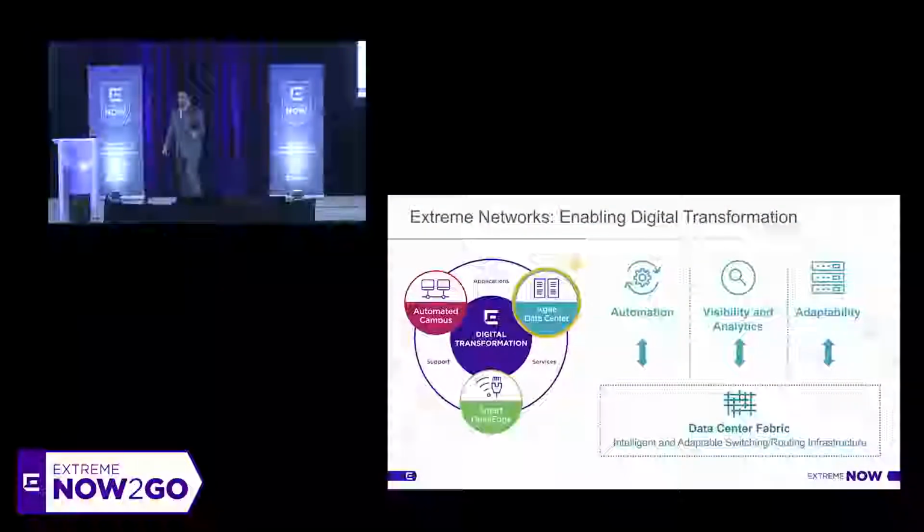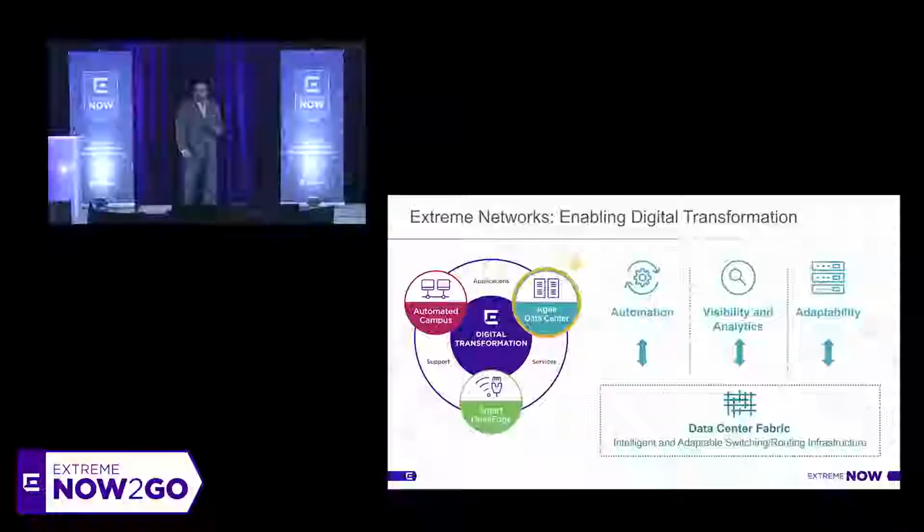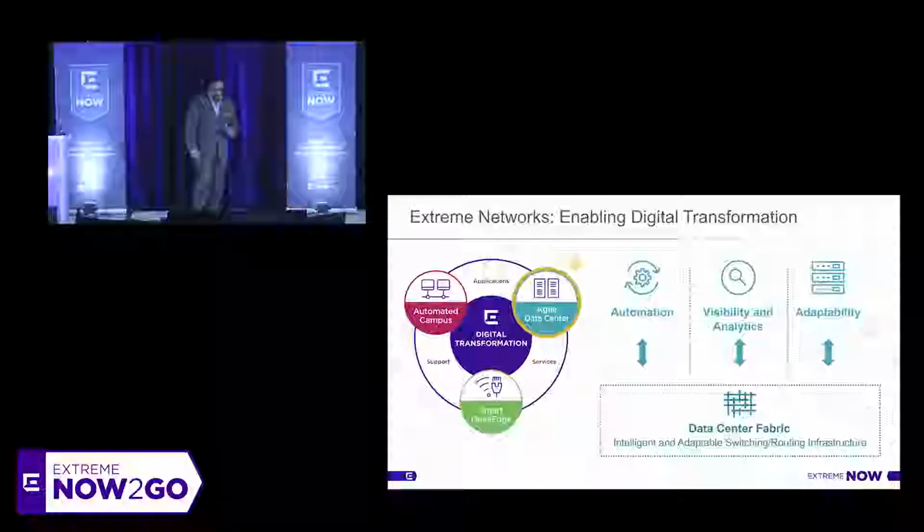Okay. We're going to talk about the Agile Data Center. Now, you've seen this slide already. And in building towards digital transformation, a foundation towards digital transformation, we're going to really focus on the Agile Data Center space. And there's three key areas in which I'm going to focus on. It's around automation, visibility and analytics, and adaptability.